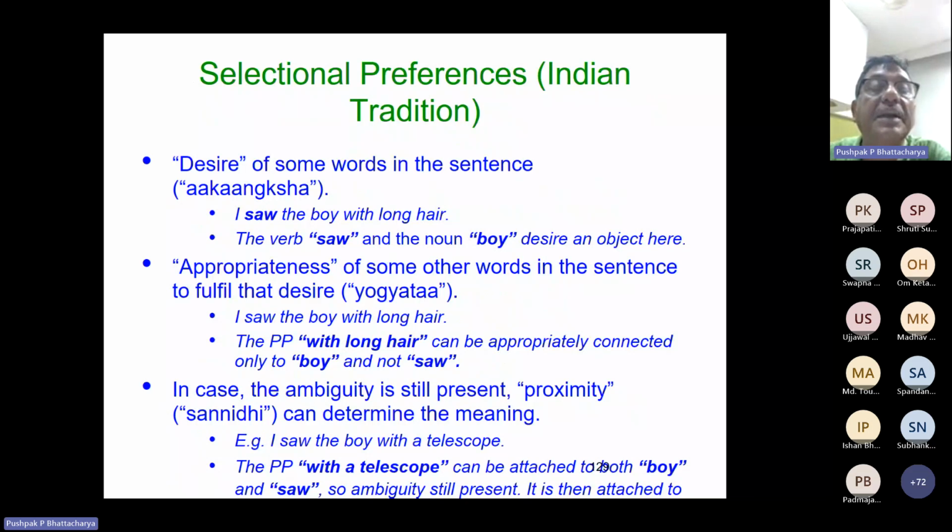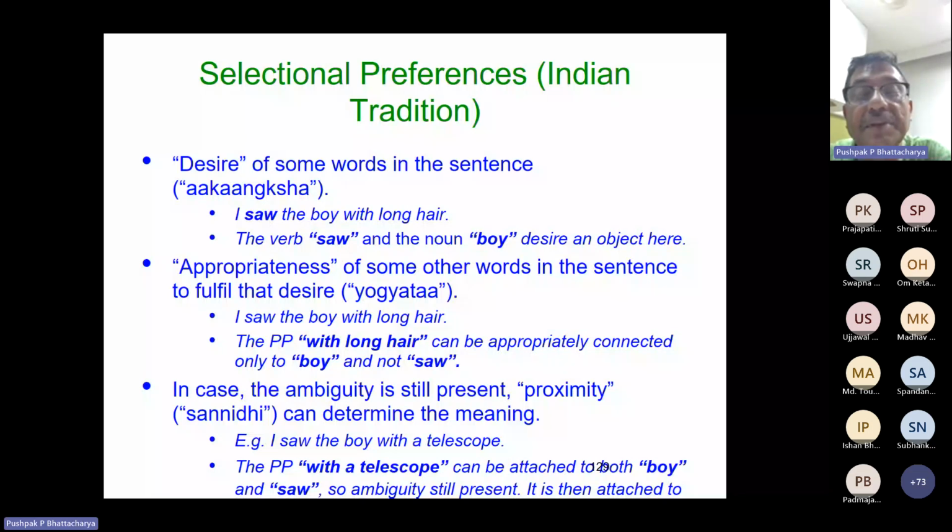So now there are the other foundational points. Desire of some words in the sentence. This is called akanksha. I saw a boy with a long hair. The verb saw desires an object, and the noun boy supplies that object desire. Appropriateness of some other words in the sentence to fulfill that desire. This is called yogyata. I saw the boy with a long hair. So with long hair can be appropriately connected to the boy and not to saw. With long hair being connected to saw does not really make sense. Right? We do not see with hair.